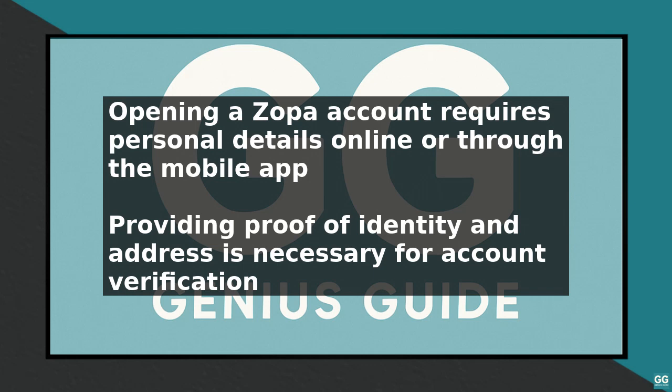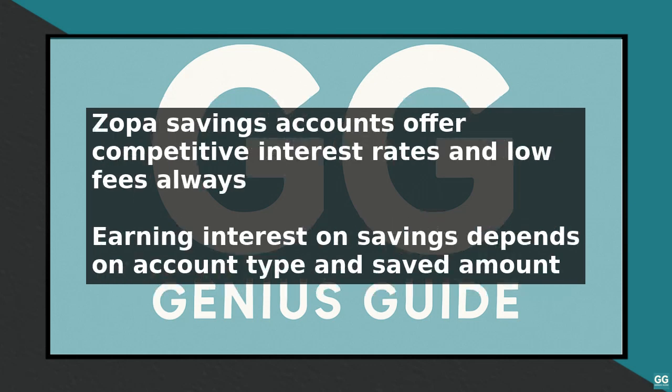First, you need to open a Zopa account, which can be done online or through the Zopa mobile app. You will need to provide some personal details, such as your name, address, and date of birth, as well as proof of identity and address.